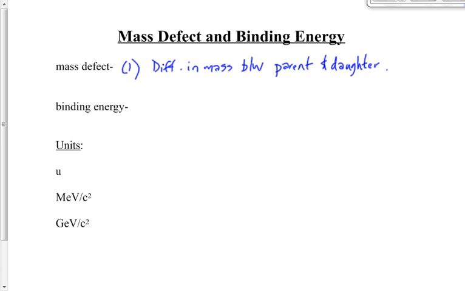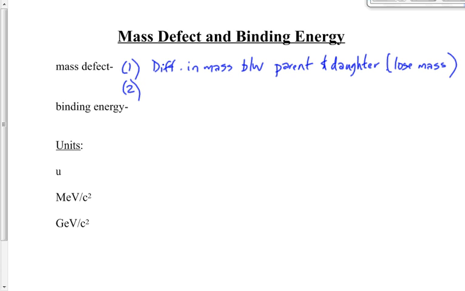You always lose mass. The parent always weighs more than the daughter. The product always weighs less than the reactant, if you're thinking of it again in chemistry terms. But there's another way we can define it as well, which is going to seem completely different than the first way, but really is fundamentally the same. In fact, it's the second definition that actually leads us to the first definition.